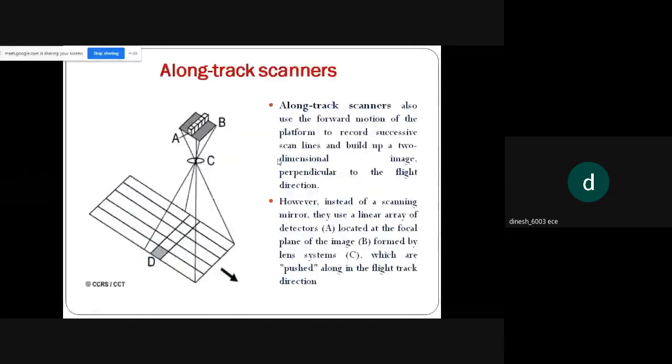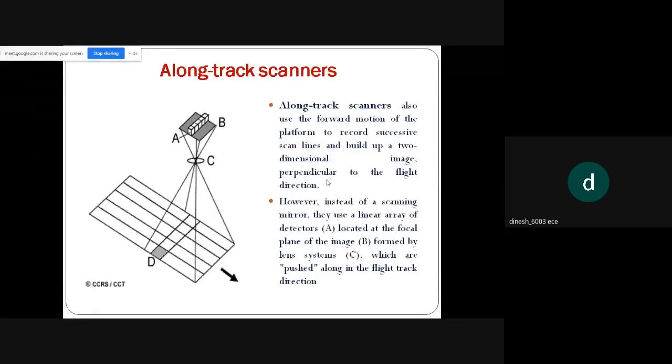This is a more explanatory diagram where A is your linear array of detectors, B is the plane of the image formed by the lens C, then D is the object that we are determining. So along track scanners use the forward motion of the platform to record successive scan lines and build up a 2D image perpendicular to the flight direction.